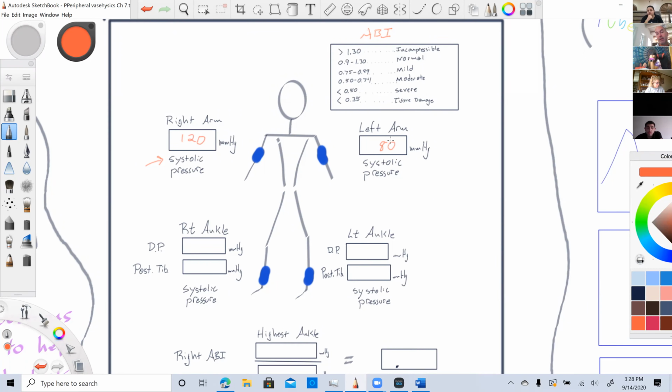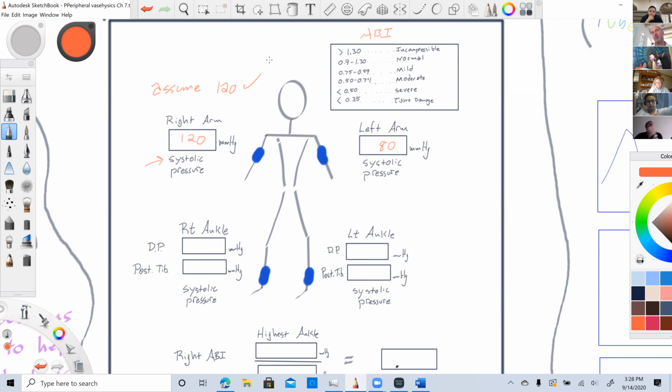Now that's a really big difference. I mean, you can expect some difference. Most of it is just operator error or machine error. But 120 and 80, in fact, anything more than 20 millimeters of mercury between the right and left arms is a problem. So let's assume, we're going to assume that 120 is correct.